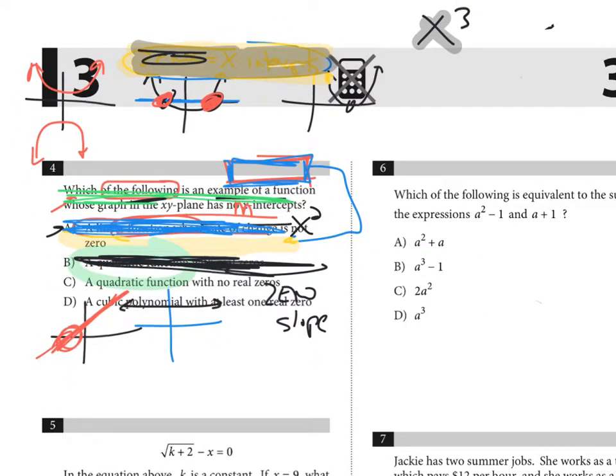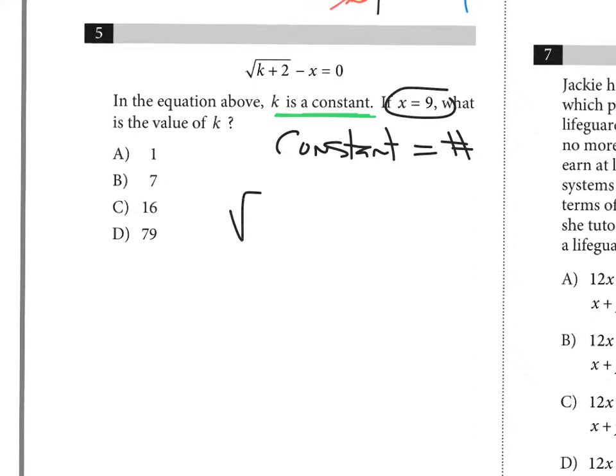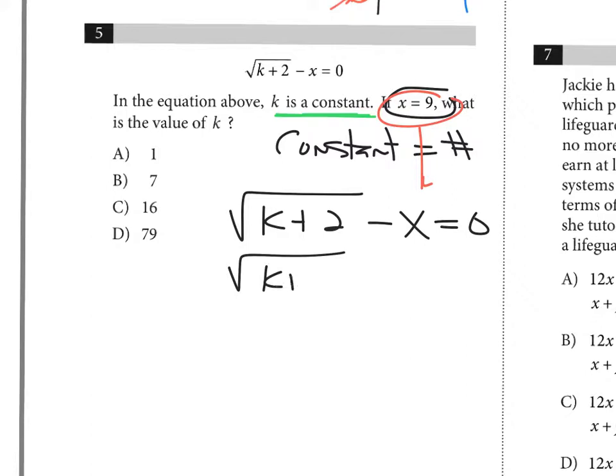Problem number 5. In the equation above, k is just a constant. A constant is just a number in math. So k is a constant. If x is equal to 9, what is the value of k? What I'm going to do is plug in x is equal to 9, and solve for k. So here I'm going to have radical k plus 2 minus x, so minus 9, equals 0.